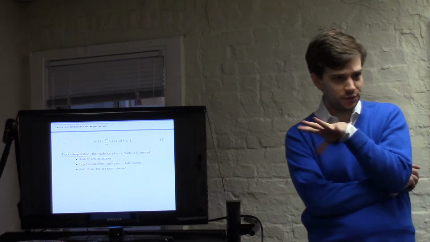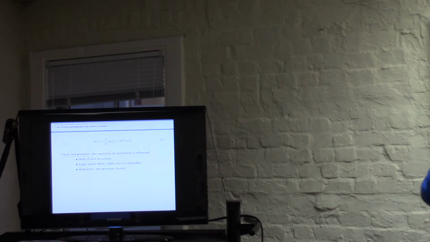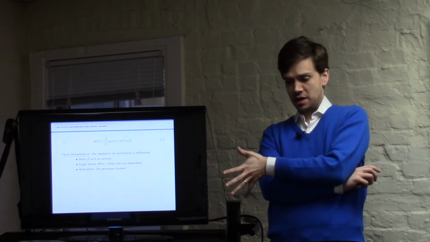So to flesh this out, think of each act, forget about this funny terminological distinction between act and action, really think about actions, natural actions, and think about each action causally, for instance, although you could make this more general, influencing the resolution of uncertainty. So for instance, you could think about a student that's thinking about various ways to prepare for his exam or her exam, right? So those would be the various courses of action open to him or her.